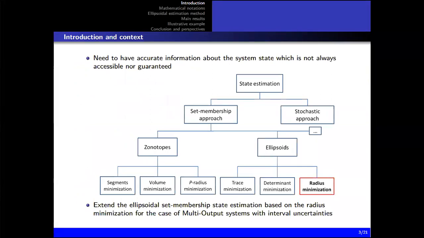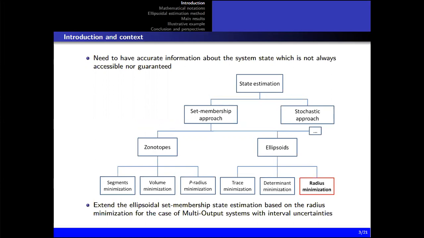State estimation is very important for many control problems, and the difficulty is to estimate the state of the system in the presence of uncertainties in the model. In the literature, there are two big classes for the estimation. The stochastic approach, which requires knowledge of some properties of these uncertainties, such as average and covariance. The set membership approaches, which consider that the perturbations and the noise are unknown but bounded.